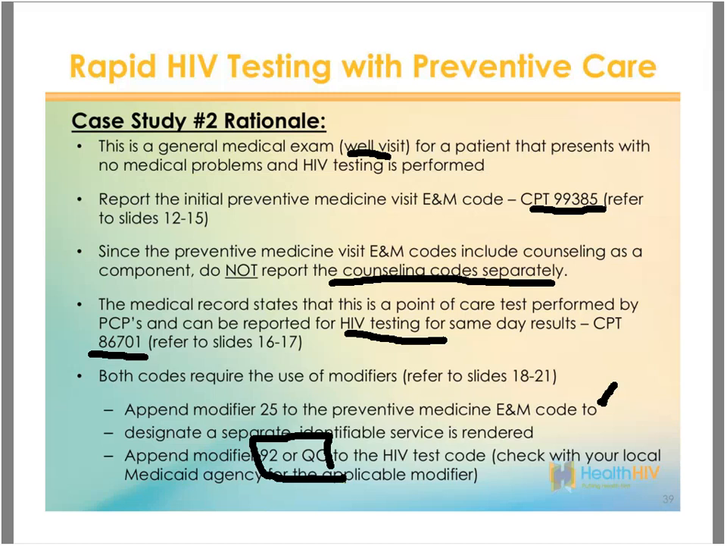I believe there's another question here. Is it proper to list a V code as the primary diagnosis? Absolutely, depending on what the V code that you are sequencing is.